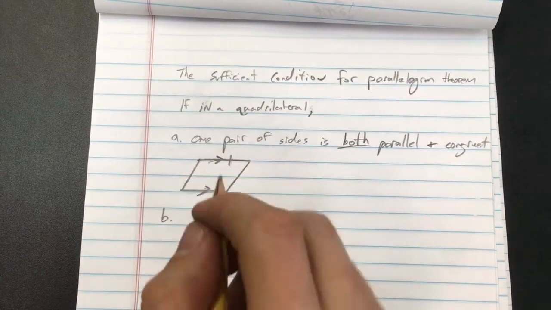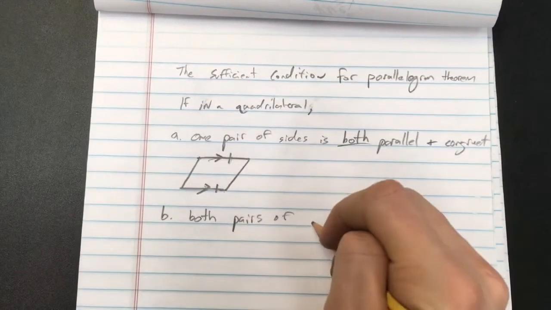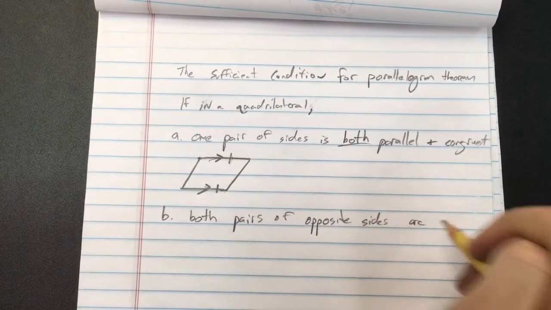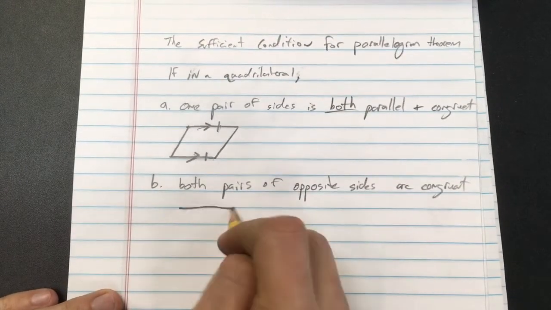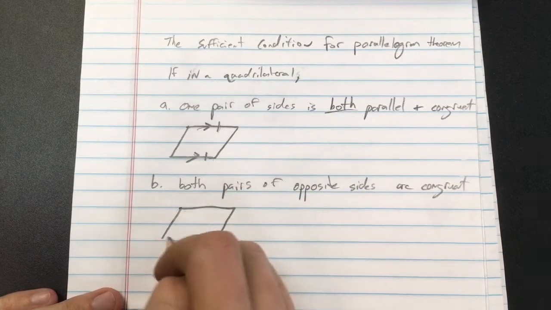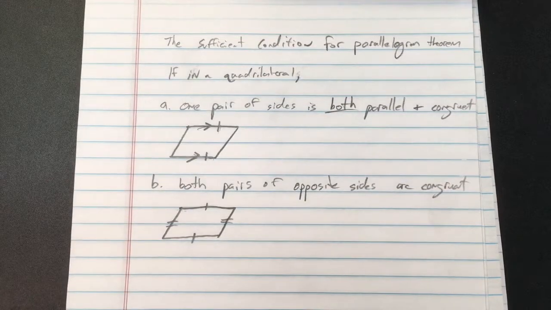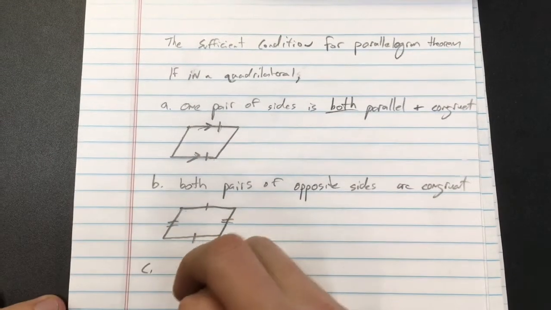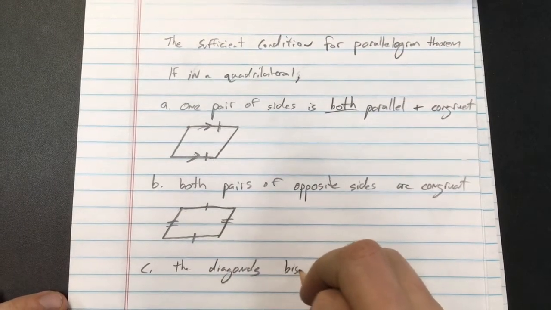Okay, the second one is that both pairs of opposite sides are congruent. If we were to draw a picture of our parallelogram, it would look like that. Both pairs of opposite sides are congruent. That guarantees that this quadrilateral is a parallelogram. Point C, the diagonals bisect each other.